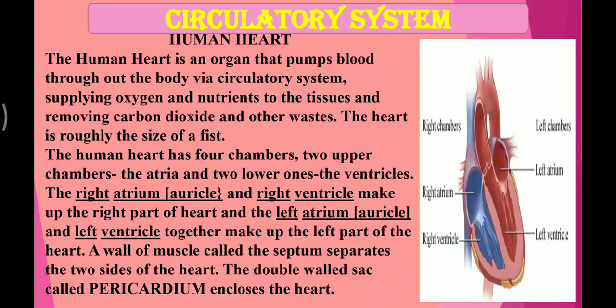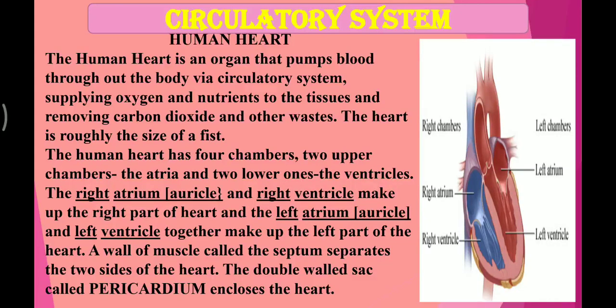The right atrium and the right ventricle make up the right part of the heart. See, right hand and right leg make the right side. Left hand and left leg make the left side of the body, like that. Inside our heart also, right auricle and right ventricle will be the right side. Left auricle and left ventricle will be the left side.